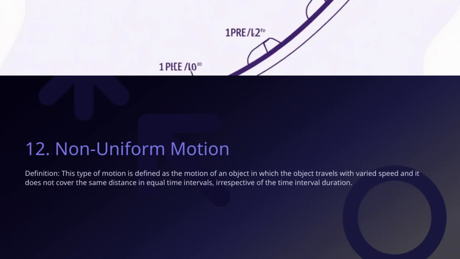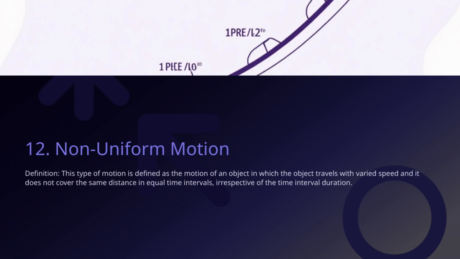Let's talk about non-uniform motion. So this type of motion is defined as the motion of an object where it travels with varied speed. That means the object doesn't move at a constant pace throughout its journey. Importantly, it doesn't cover the same distance in equal time intervals, no matter how long those intervals are. This is a key point because it highlights that the speed isn't constant. Instead, it changes from moment to moment.